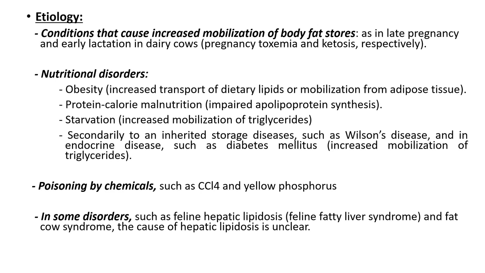So this slide is more detailed than the other slide in terms of etiology, as it correlates the lesion with the most common diseases. So the first one that leads to fatty change is conditions that cause an increase in mobilization of body fat stores, and this happens in two important diseases. The first one is pregnancy toxemia, and this happens in late pregnancy, and ketosis, and this happens in early lactation in dairy cows.